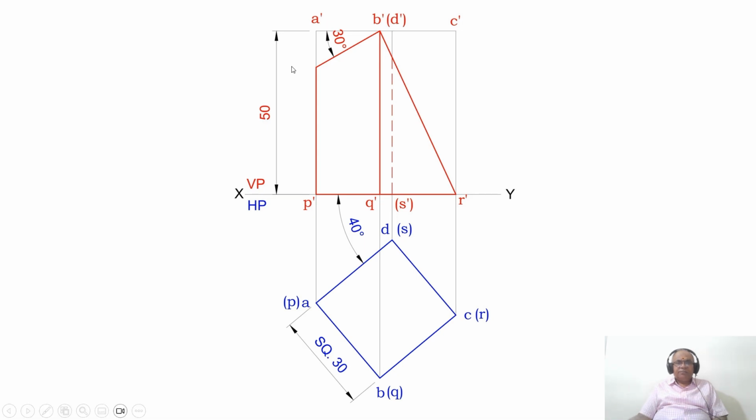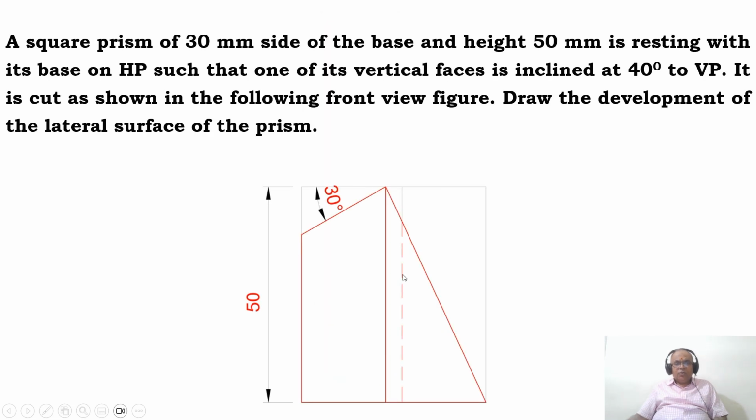For that, first we have to take the initial position in this particular manner. A square prism of base 30 mm and height 50 mm is resting on its base such that one of its vertical faces is inclined to VP. This is the one which is inclined to VP at 40 degrees. So you have to take the initial position of the top view in such a manner that you will get the front view in this fashion.